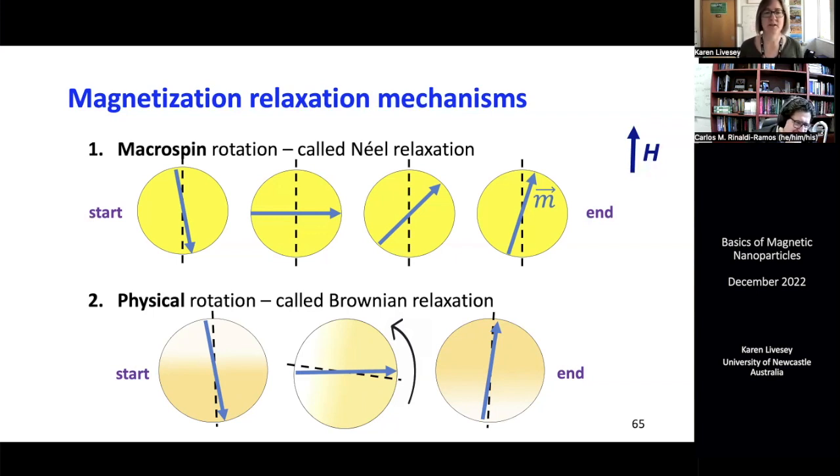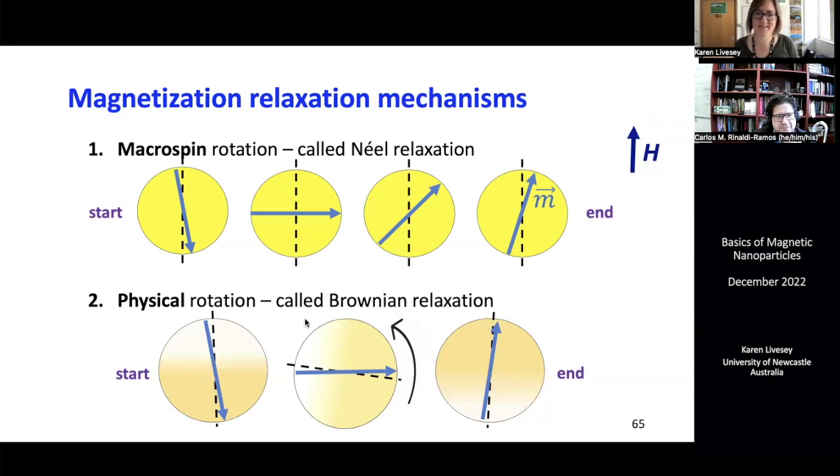Okay, so we're going to delve into these two mechanisms more deeply. One thing I wanted to warn you about, which I discovered far too late, is these two terms, Néel and Brownian, which you'll read a lot about in the literature and in papers. Unfortunately, one of the main contributors to understanding Néel relaxation was Brown. So it's quite confusing. There's a seminal paper in the 60s by Brown on Néel relaxation. That's very unfortunate because the other relaxation mechanism is known as Brownian relaxation.